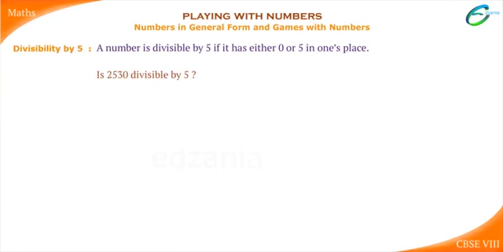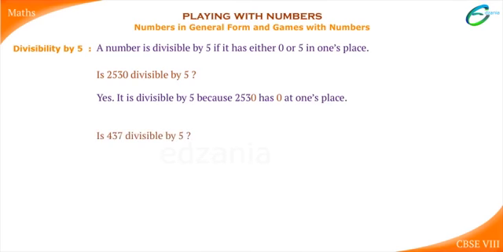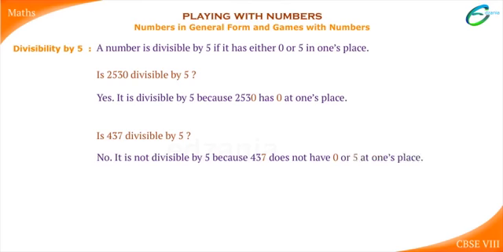Is the number 2530 divisible by 5? Yes, it is divisible by 5 because it has 0 in the ones place. Is the number 437 divisible by 5? No, it is not divisible by 5 because it does not have a 0 or a 5 in ones place.